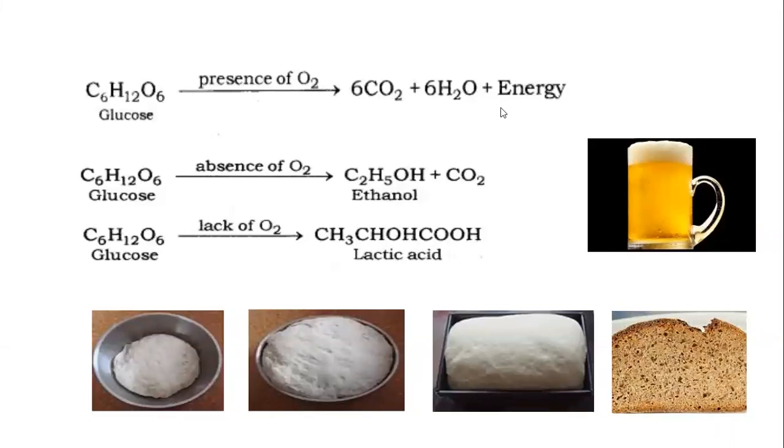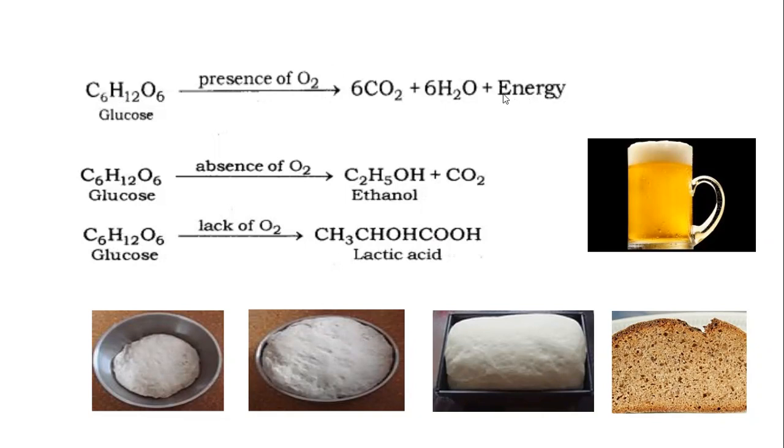I will give you an example. Imagine you are running on a treadmill. The energy required for running on the treadmill is given from the glucose that is coming from our food which we have eaten. So when you run very fast or when you do a heavy workout, you experience cramps and pain in the muscle.